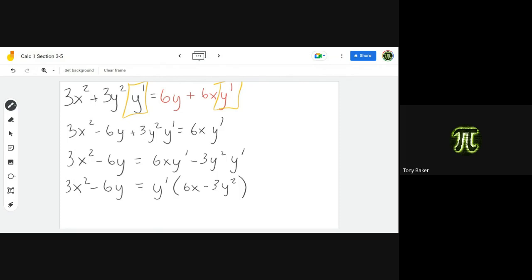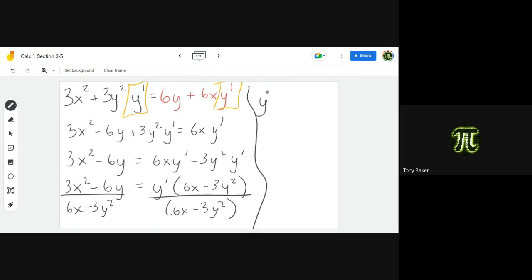Now we can divide. I'm going to divide by the 6x minus 3y squared. So y prime equals 3x squared minus 6y over 6x minus 3y squared, which technically I could pull a 3 out of the whole problem and get x squared minus 2y over 2x minus y squared.